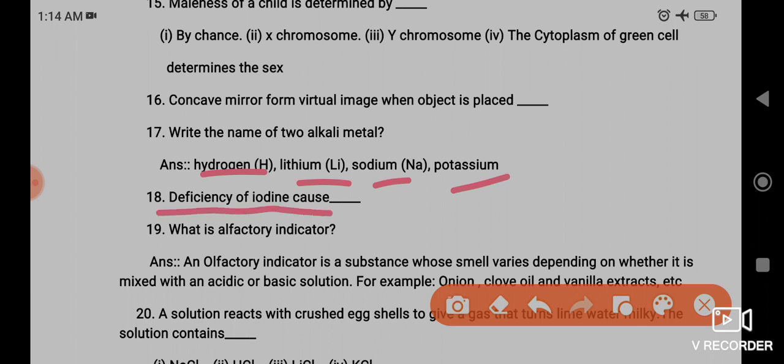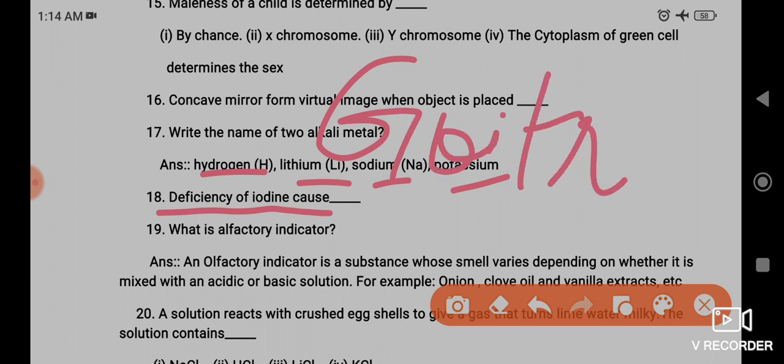Okay, next, the deficiency of iodine causes, all of you know that deficiency of iodine causes goiter. The disease is called goiter. Okay, then what is an olfactory indicator?